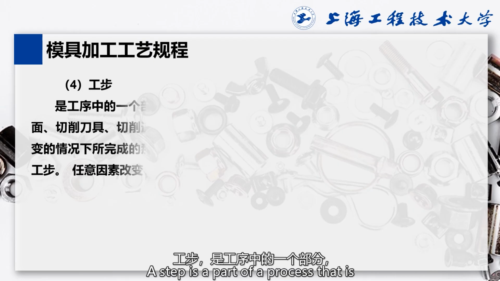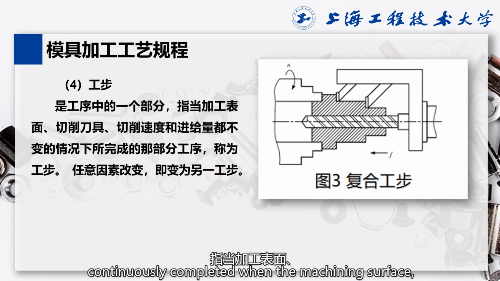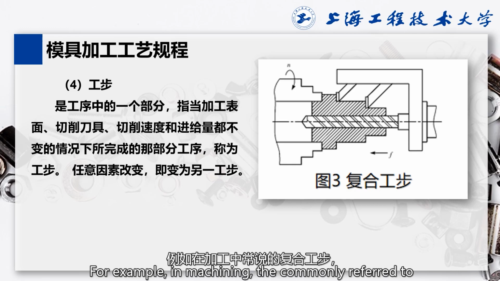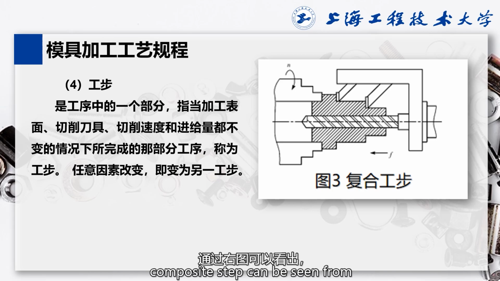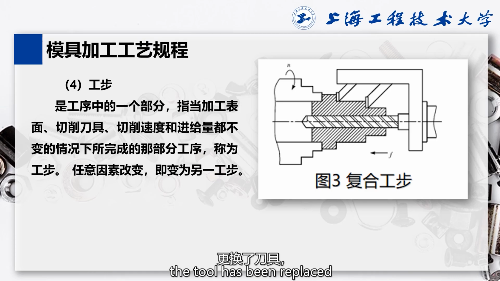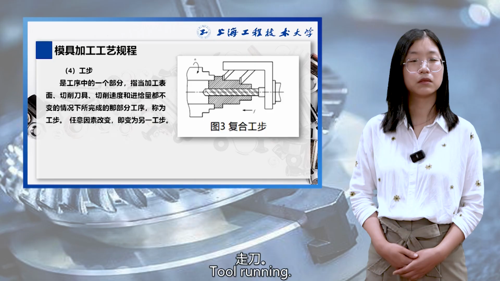A step is a part of a process that is continuously completed when the machined surface, cutting tool, cutting speed, and feed rate remain unchanged. If any factor changes, it becomes another step. For example, in machining, the commonly referred to composite step can be seen from the figure on the right. In drilling blind holes and turning stepped shafts, the tool has been replaced without re-clamping the workpiece, which is called a composite step.